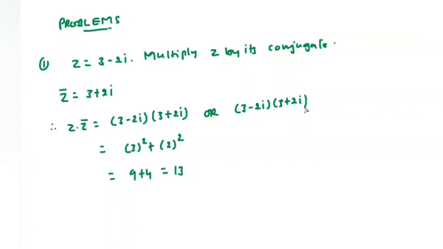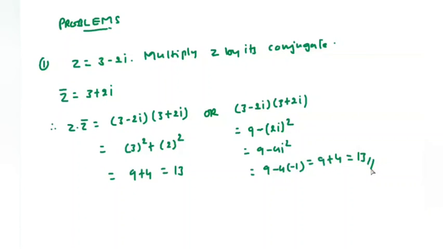Or as I told, directly we can multiply (3 - 2i) into (3 + 2i), which is equal to 3 3s are 9, 3 2s are 6, minus 6, minus 4i square. So 9 minus (2i) the whole square, so 9 - 4i square. Now replace i square by -1. So you will get 9 minus minus plus 4 is equal to 13. Clear? So any way you can solve.